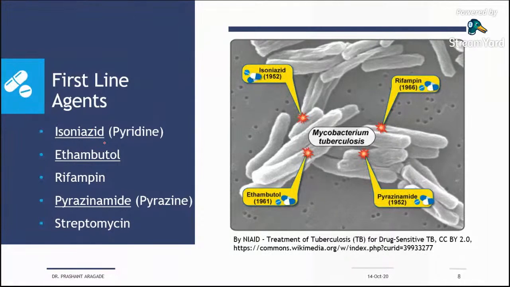So isoniazid has which heterocyclic ring? Pyridine. आयसोनियाझाइडच्या स्ट्रक्चरमध्ये पिरिडीन हे हेट्रोसायक्लिक रिंग आहे. इथॅम्ब्युटॉलच्या स्ट्रक्चरमध्ये कुठलीच हेट्रोसायक्लिक रिंग नाही.